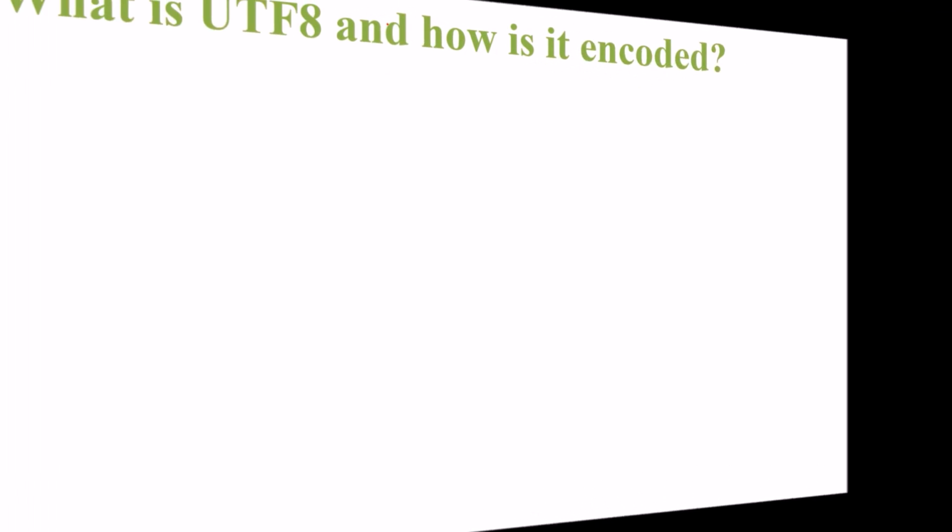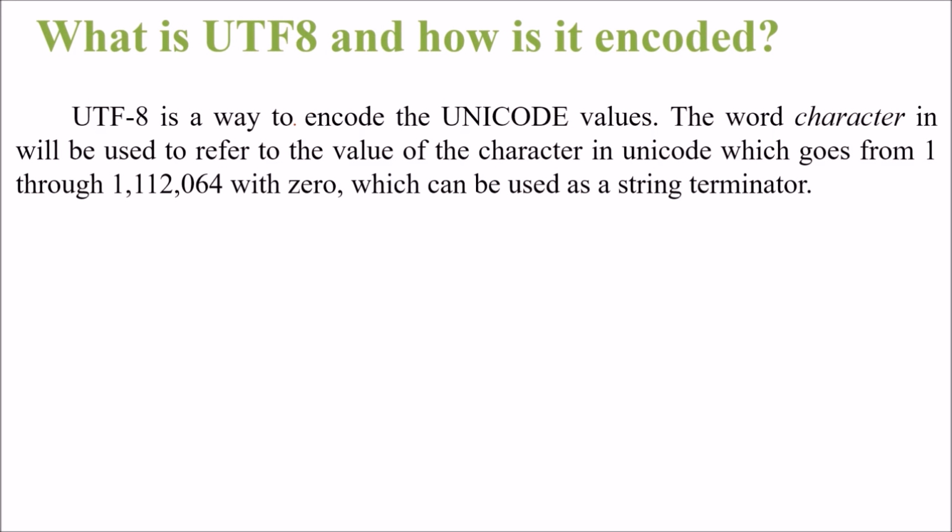So what is UTF-8 and how is it encoded? UTF-8 is a way to encode Unicode values, and the word character will refer to the value of the character in Unicode, which goes from 1 to 1112064. The value 0 can be used as a string terminator, and how we have come to this number you will shortly be knowing.